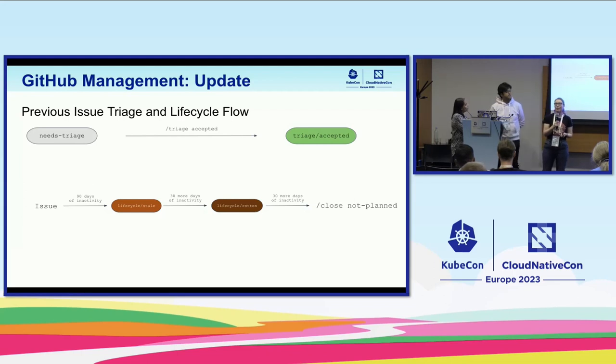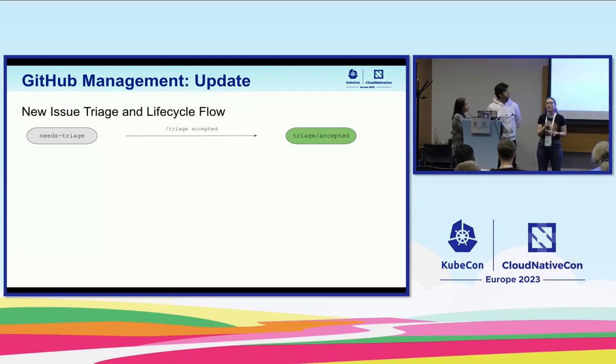So we needed more control over how this worked so that some of the important issues that just take a really long time don't get closed while we're still trying to work on them. So here's the new process. Still needs triage gets applied immediately to a new issue. And hopefully someone will add a triage accepted label to it once they've seen it.